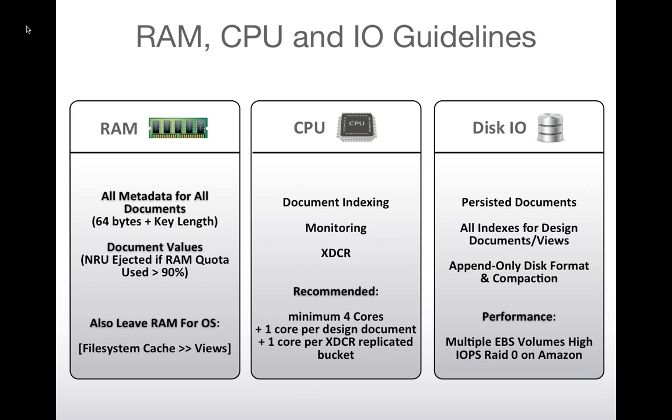We're storing persisted documents, and all our indexes come off disk. And we use an append-only disk format. Compaction happens online because we're using an append-only format to increase speed of writing to disk. You'll see in our demo online compaction, where it'll eliminate or delete tombstones and rebalance trees all while it's online. For higher performance, if you're on AWS, having multiple EBS volumes and high IOPS also increases your disk throughput performance.